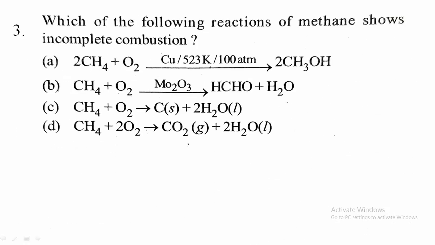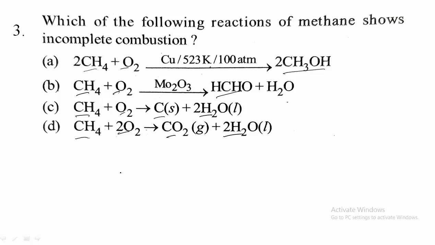Then third one, which of the following reactions of methane shows incomplete combustion? So incomplete combustion means the oxygen amount should be insufficient. So first option A, here CH4 reacts with oxygen to form CH3OH, methanol. Second option B, CH4 reacts with oxygen to form formaldehyde. Option C, CH4 reacts with oxygen to form carbon along with water vapors. And option D, CH4 reacts with oxygen to form CO2 and 2H2O.